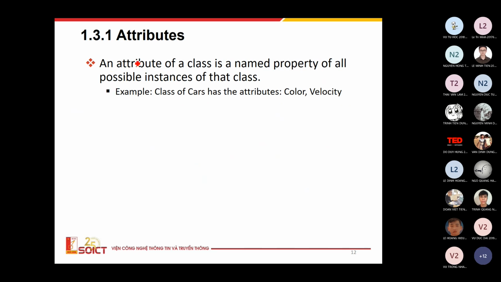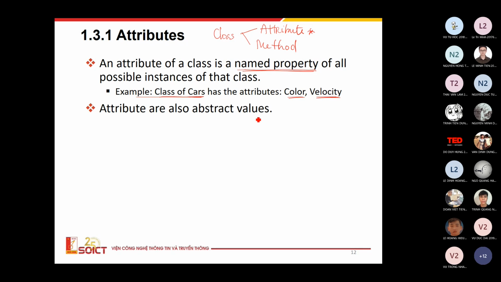And here, one of the two parts of the class is the attribute and the method. Now we talk about the attribute. An attribute of a class is a named property of all possible instances of that class. For example, you have a class of car, and you can have attributes like color or velocity for this class. And the attribute here is also an abstract value.